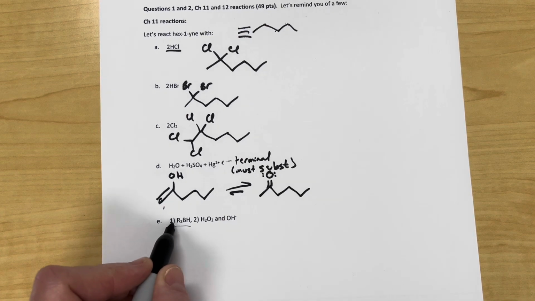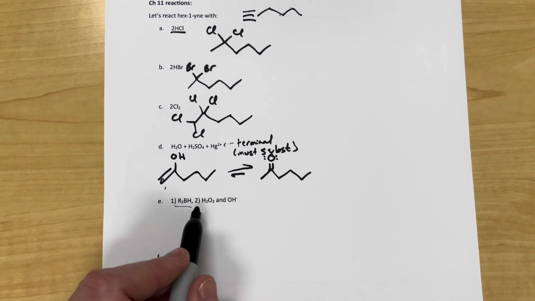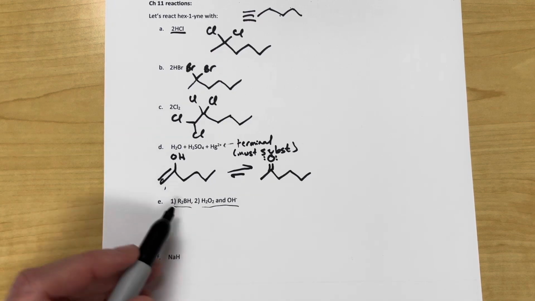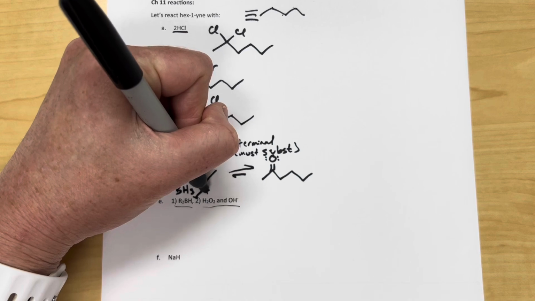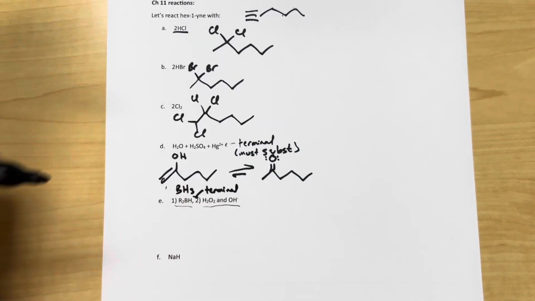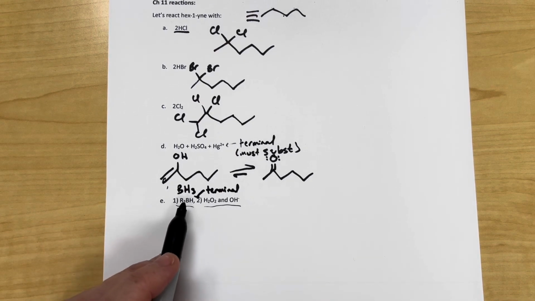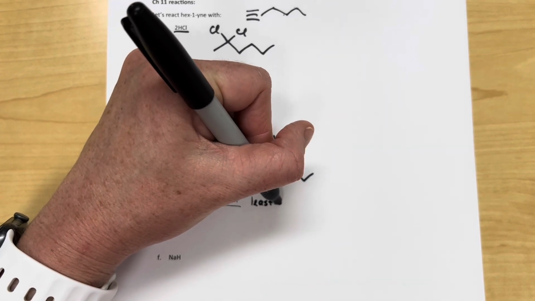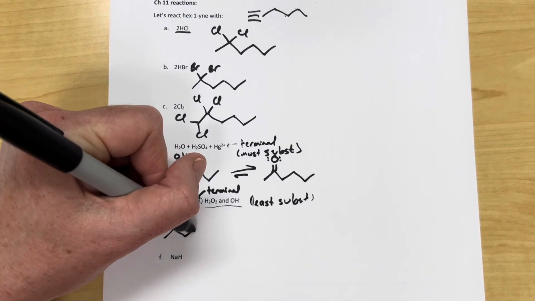If you remember, when we use boron, that is something magical and special, with H2O2 and OH minus. Normally you could use BH3, but because it's terminal, you're going to have to use this R2BH stuff. What that does is place the alcohol at the least substituted position. You'll get a very similar product as last time.